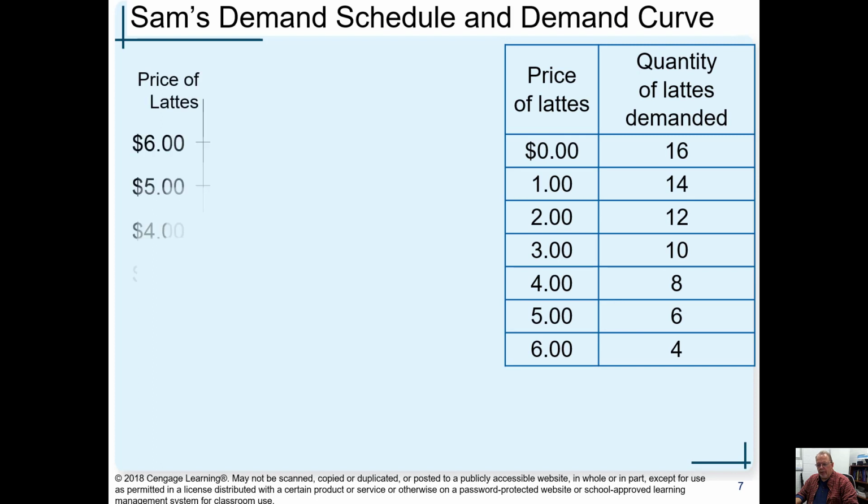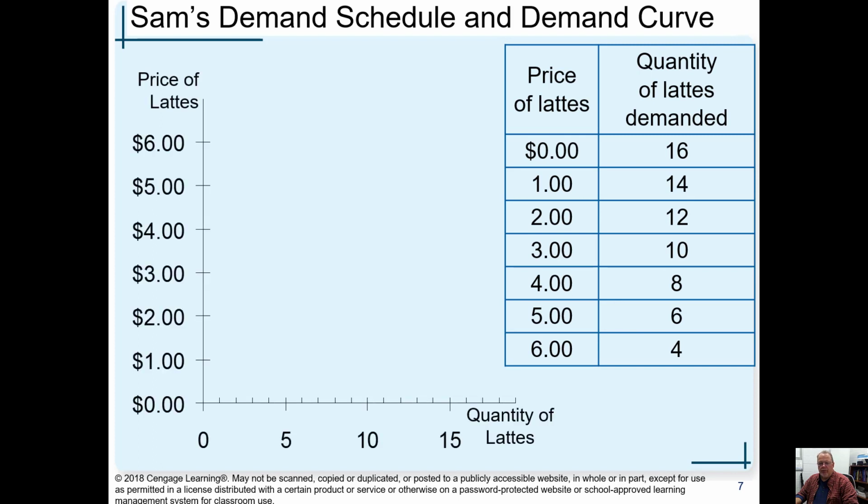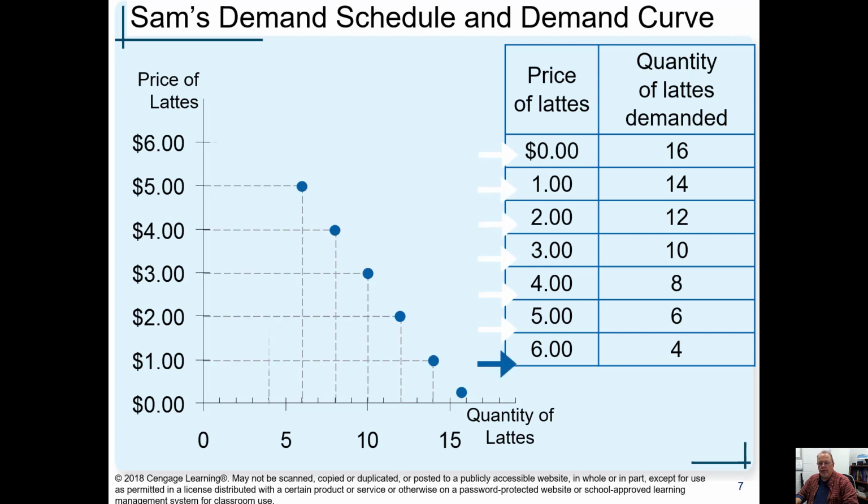Now we can make a graphical representation of this curve. As we said before, it's going to be a downward sloping curve. We can identify each point along the demand curve. We can see it's downward sloping, and Sam can consume at any point along this curve or within this curve.